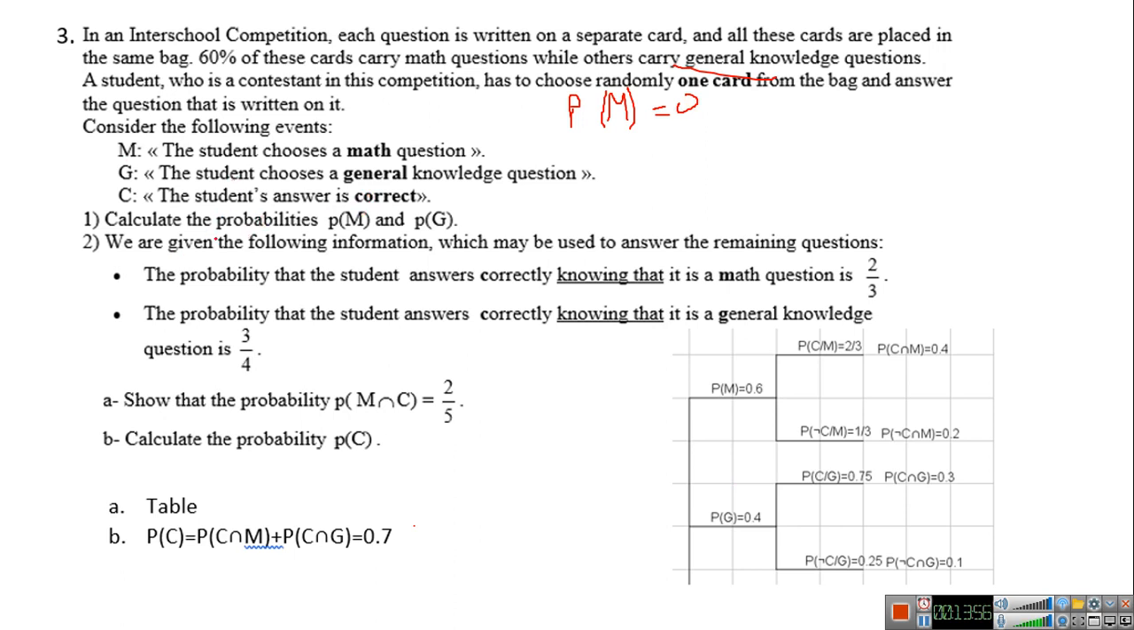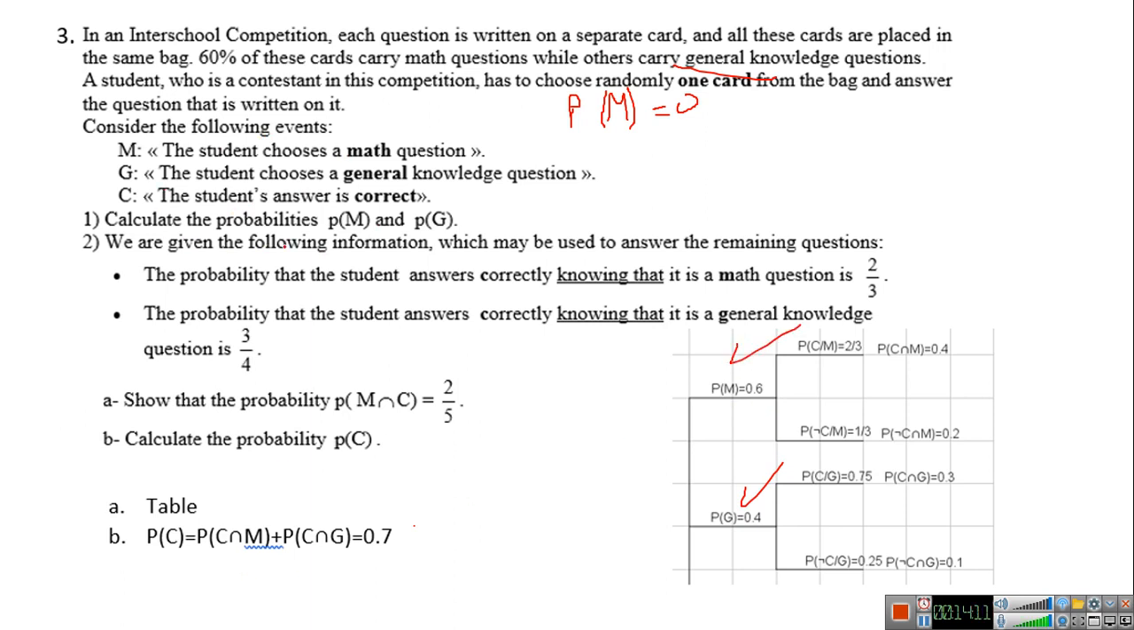Calculate first of all. Let me continue. A student picks a card from a bag. Okay, he is going to pick one. I have these choices. Calculate the probability of P of M, P of G. I have it here in the table.